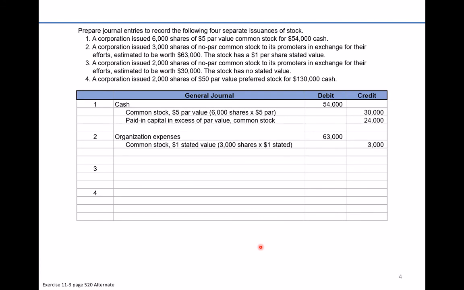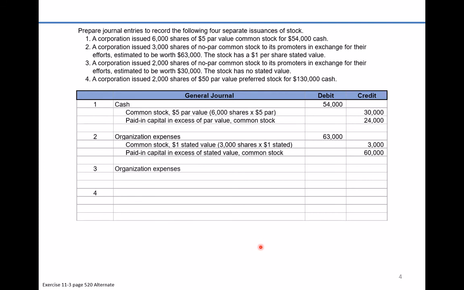But since we're not in balance, it means that the services were worth more than just the par value of the common stock, so a plug to additional paid-in capital is created to balance out the equation. Paid-in capital in excess of stated value common stock will receive the plug for $60,000. Remember, common stock is always credited directly at its par value.